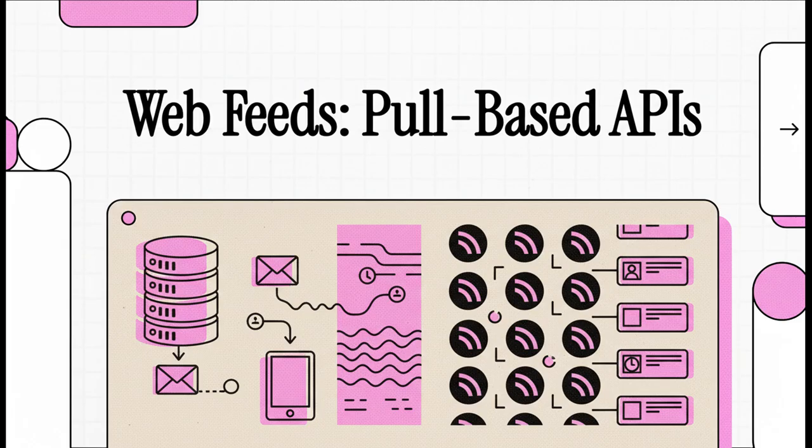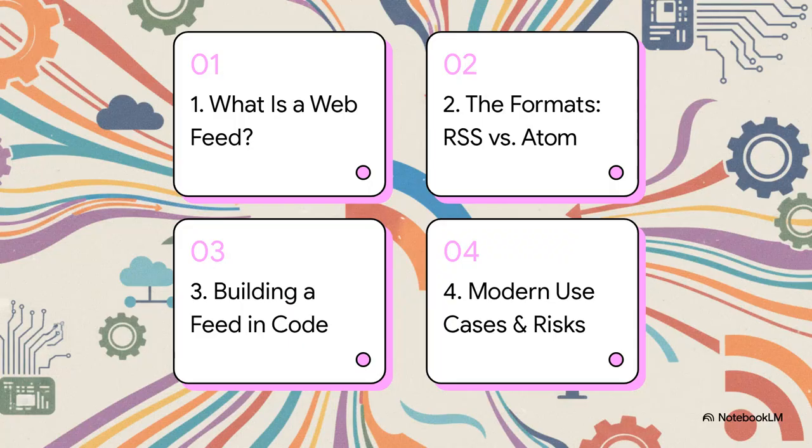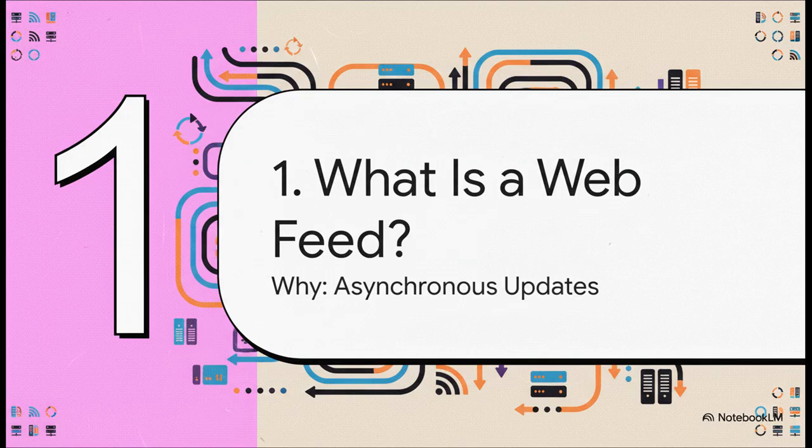We're going to dive into this original pull-based API and see why it is still incredibly relevant for us as developers today. Here's what we're going to cover. First, we'll nail down exactly what a web feed is and the problem it was designed to solve. Then, we'll put the two big formats, RSS and Atom, head-to-head. After that, we'll walk through a real code example of how to build one. And finally, we'll wrap up by looking at where they're used today and, importantly, the risks you need to watch out for. All right, let's start with the fundamentals.